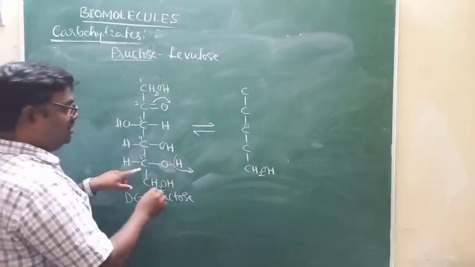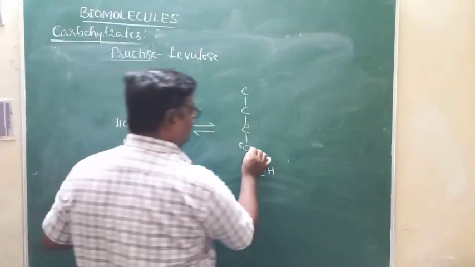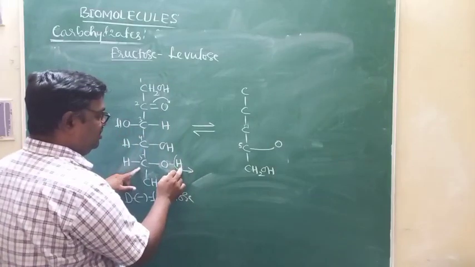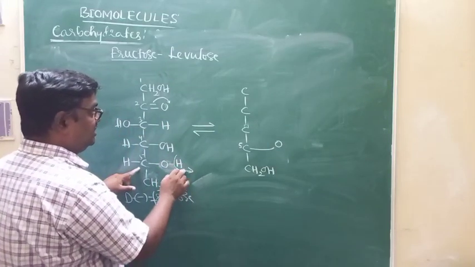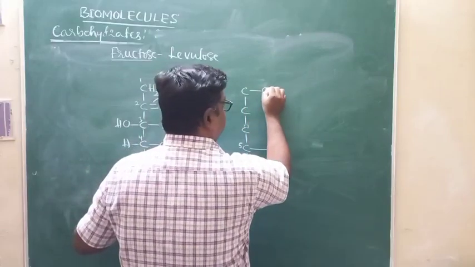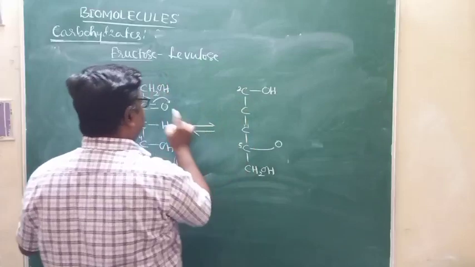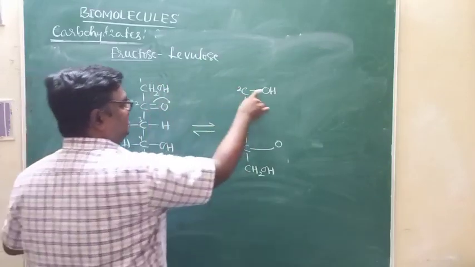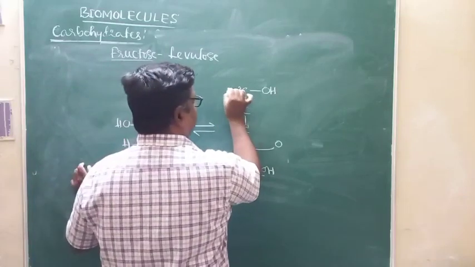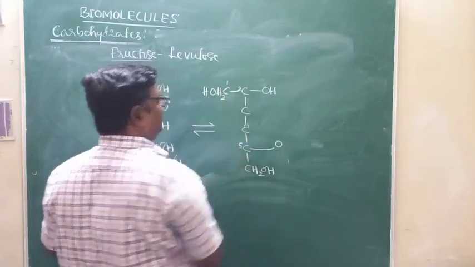CH2OH. This is carbon atom number 5. Here we have oxygen. Hydrogen is removed in the form of H plus, and it will be attracted by CO minus. Again, CO minus becomes COH. This is the second carbon atom. To this second carbon atom we have the CH2OH group. This is carbon atom number 1.